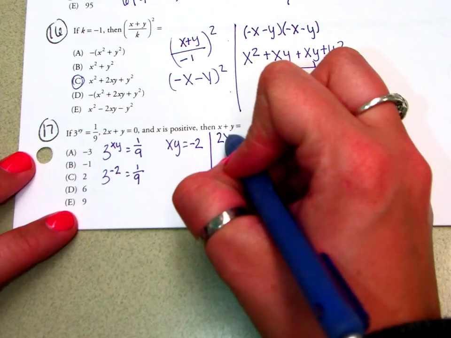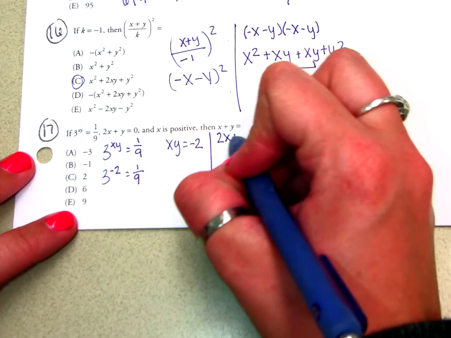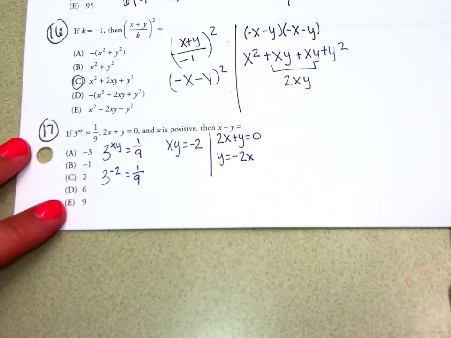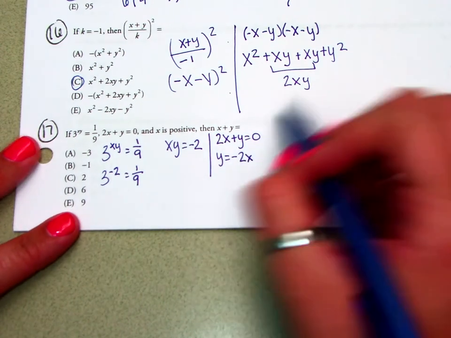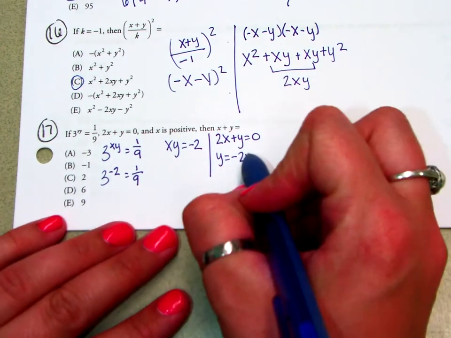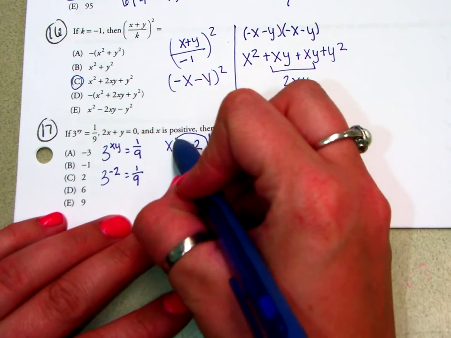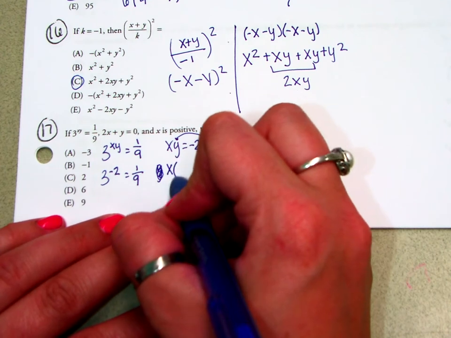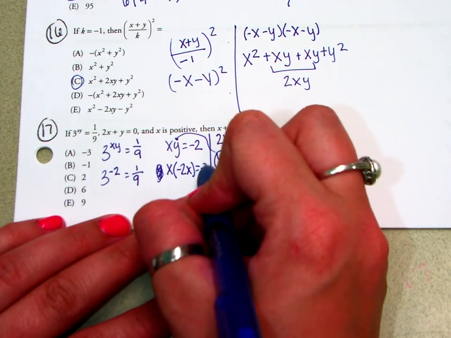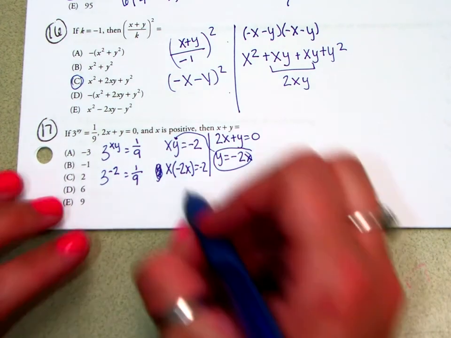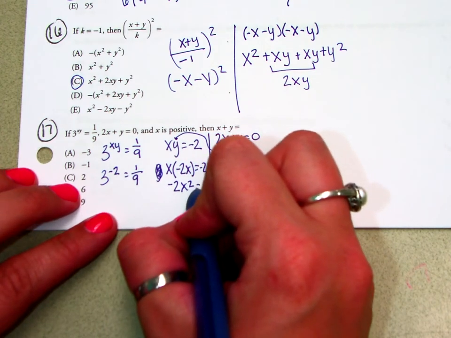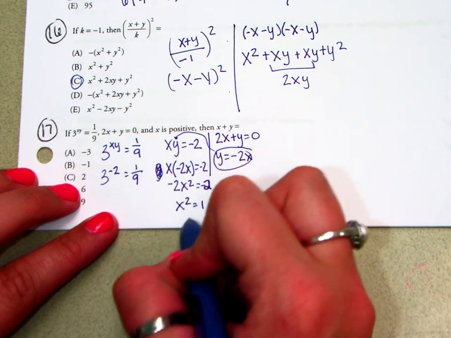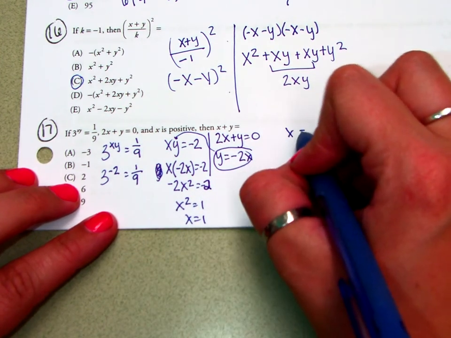We also have the equation 2x plus y equals 0. I'm going to solve for y by subtracting 2x. So I know that y equals -2x. With my system, I'm going to take the y value and plug it in up here. So x times -2x equals -2. Well, this gives us -2x squared equals -2. When I divide by -2, I get x squared equals 1, so x is equal to 1.